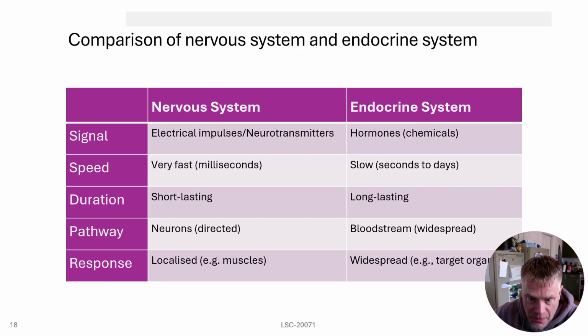Compare that with the endocrine system, the hormone system. These are chemicals rather than electrical impulses. They're slower, so they act in seconds to days, and they have longer-lasting effects. They travel in the bloodstream, so it's more widespread circulation of them, and they affect target organs though. It needs to be a cell which has a receptor for it, or otherwise it's just not going to respond to the hormone at all.